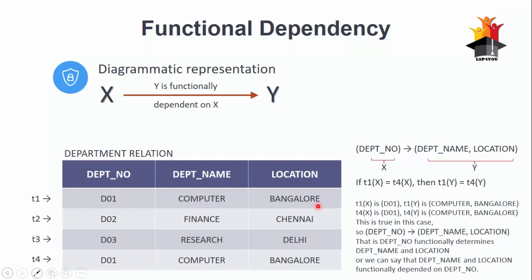T1 of Y is Computer, Bangalore, and T4 of Y is also Computer, Bangalore. So if this is true, then this must be true. So department number functionally determines department name and location. Or we can say that department name and location are functionally dependent on department number.